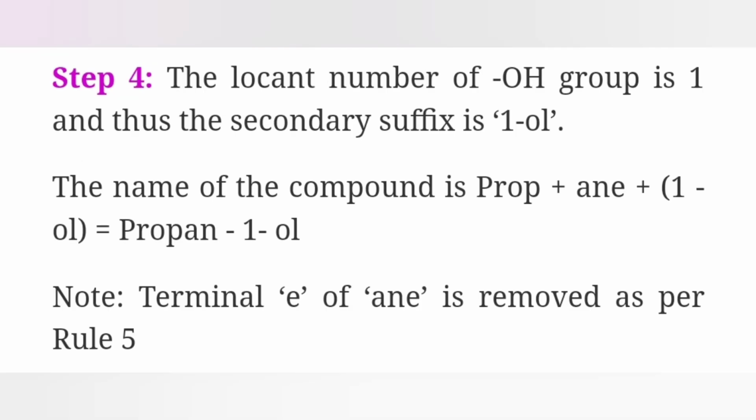Step 4: the locant number of the -OH group is 1, and thus the secondary suffix is 1-ol. The name of the compound is prop plus "-an" plus 1-ol, that is propane-1-ol. Note the terminal e of "-ane" is removed as per rule 5.